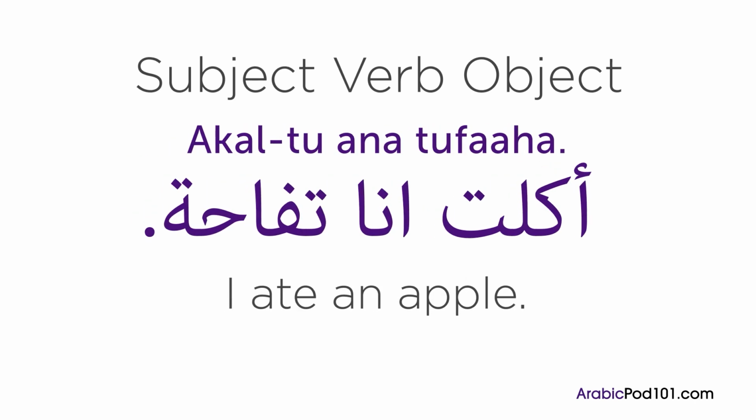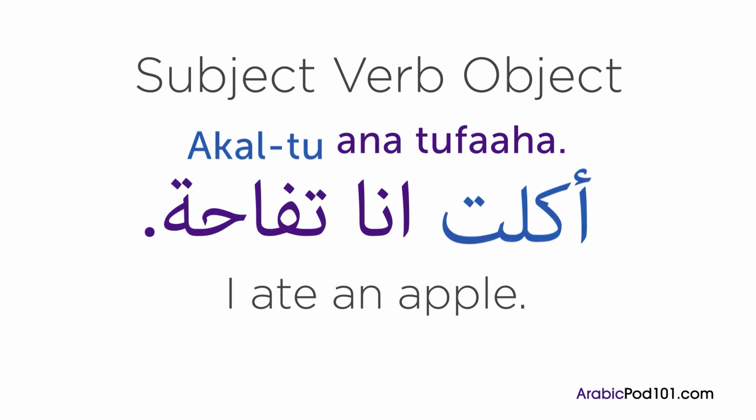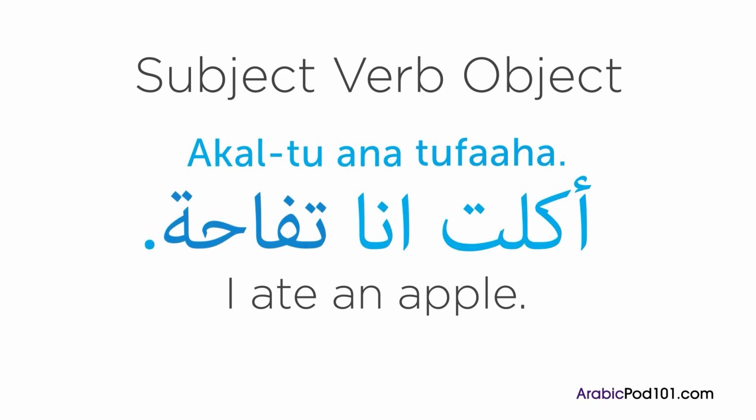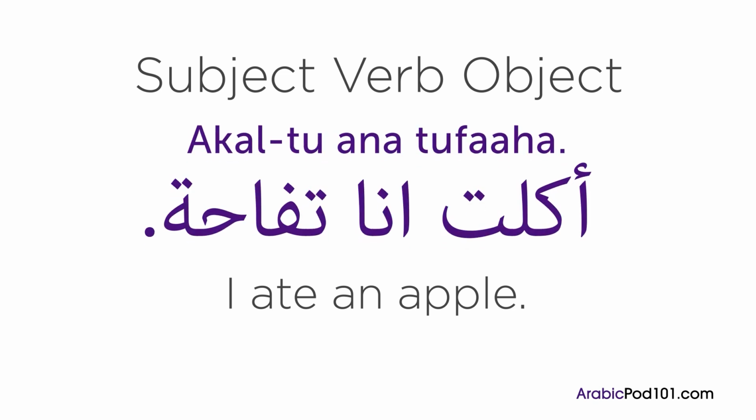Now, let's compare that same sentence, I ate an apple in Arabic. أكلت أنا تفاحة. If we break down the Arabic sentence, we get the verb أكلت, which means ate, followed by the subject أنا, meaning I. And finally, we have the object تفاحة, meaning apple.